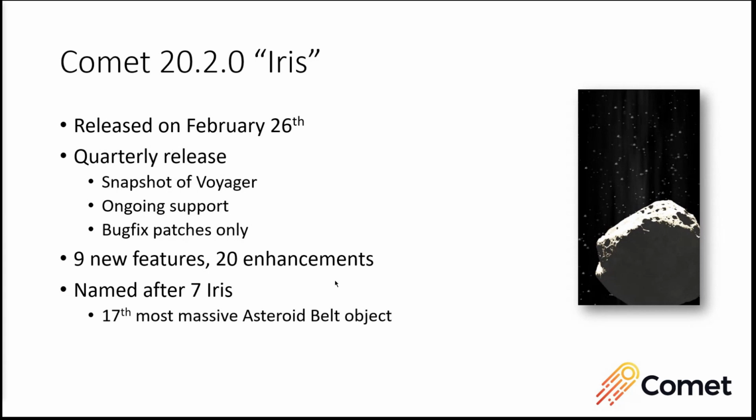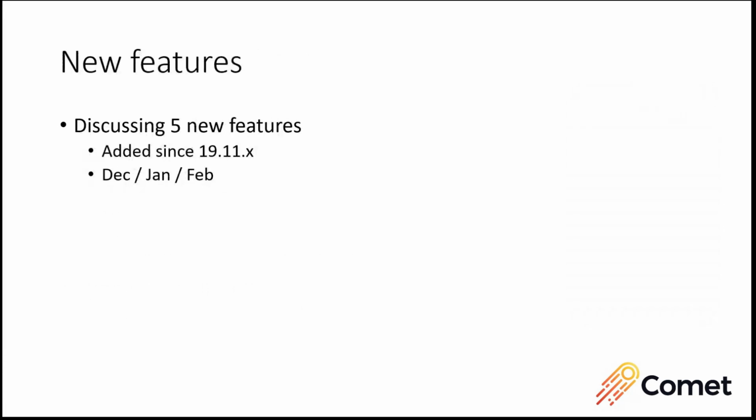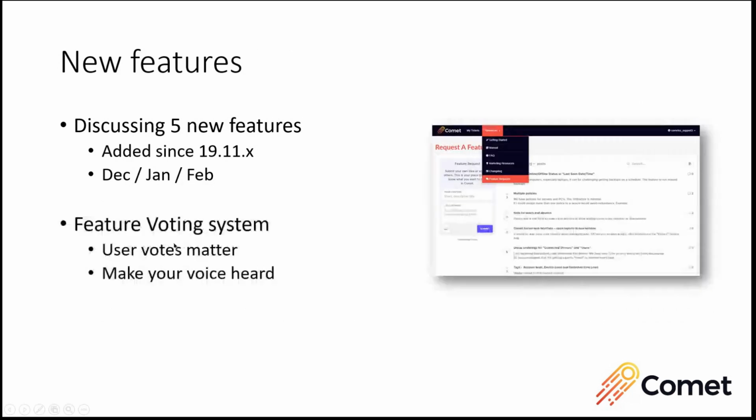So moving right along, let's talk about some of the features in this release. I said there were 9 new features and 20 enhancements, and I just want to talk about some of them in a little bit more detail, give some background information, some extra depth. I've picked out 5 that are new this quarter. They're all new from the last 3 months since 1911. They're all available in 20.2 Iris. Of these 5 features, 3 came from our feature voting system. So feature voting is one of the community participation things we do here at Comet.